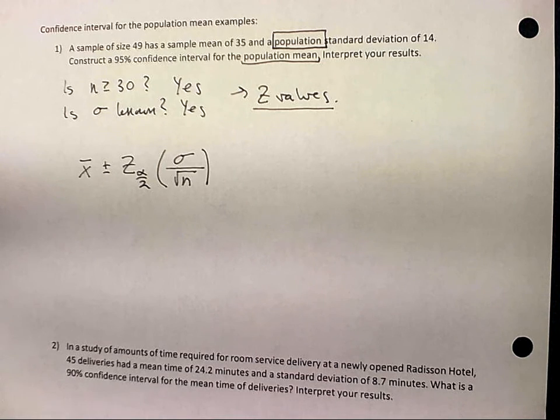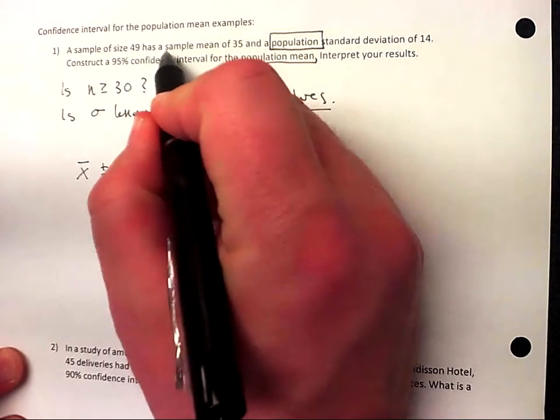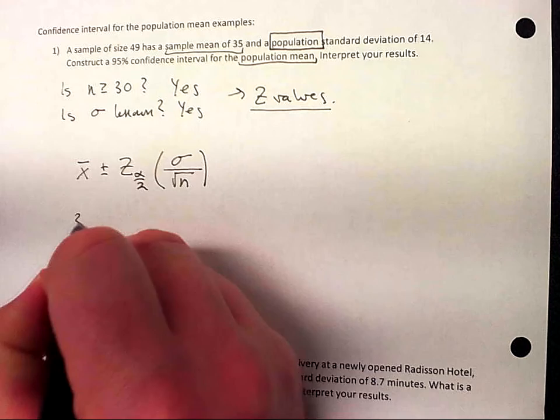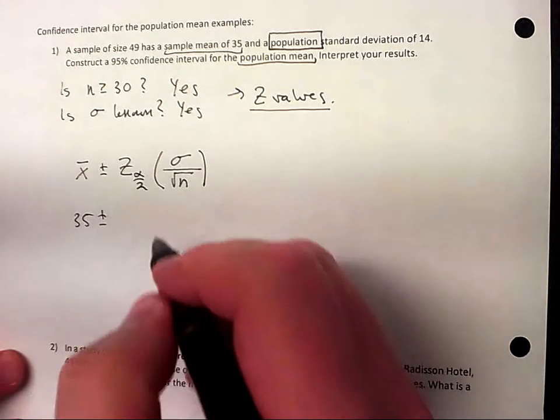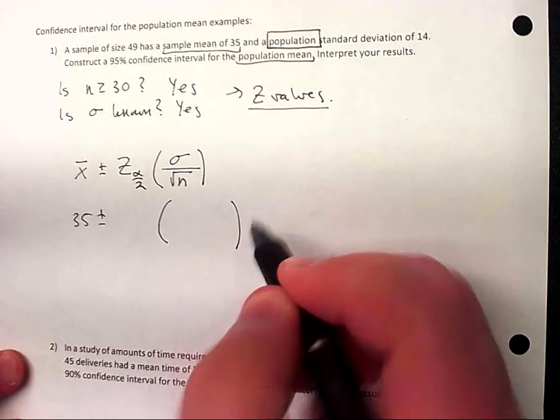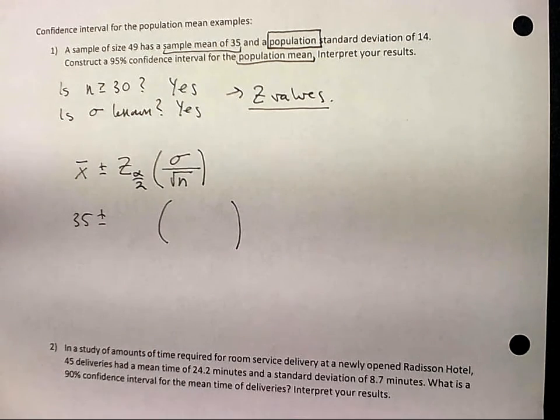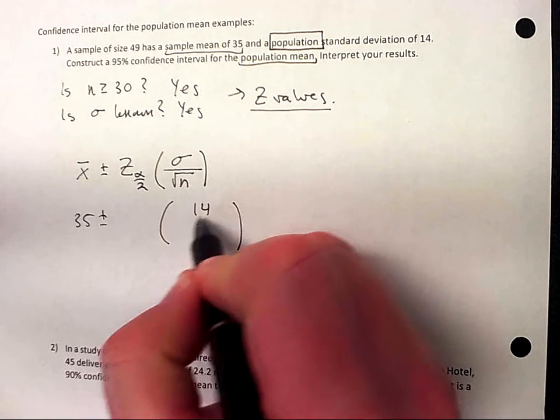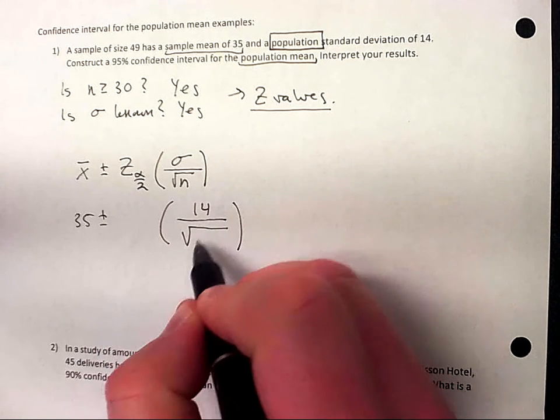Everybody good with this stuff so far? All right. What is x bar in this problem? 35. We have a sample mean. X bar is the sample mean. We have 35. I'm going to skip z sub alpha divided by 2 here for a second. What is sigma equal to in this problem? What is our sample size in this problem?